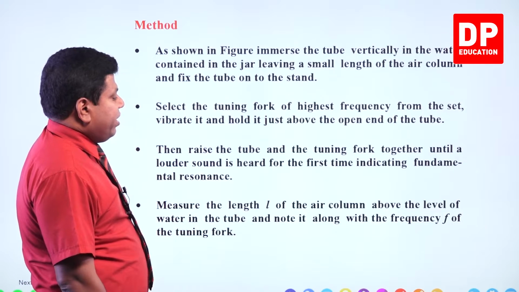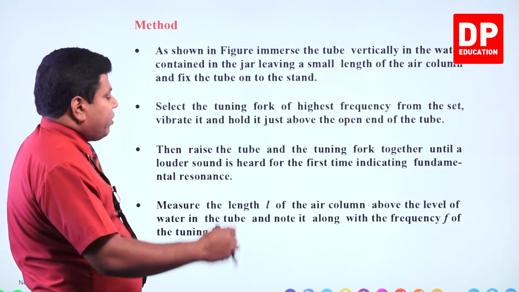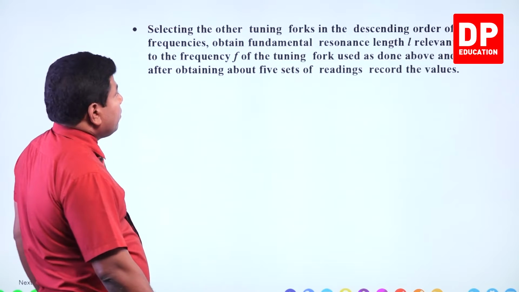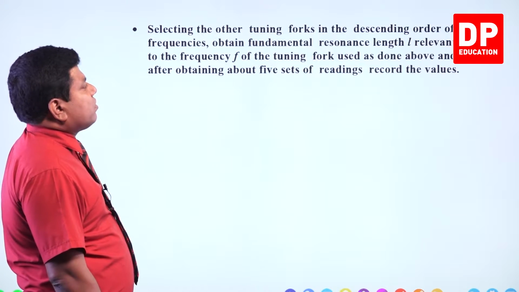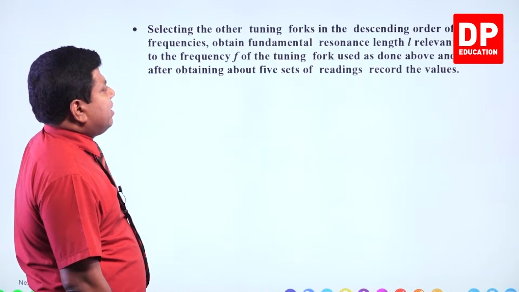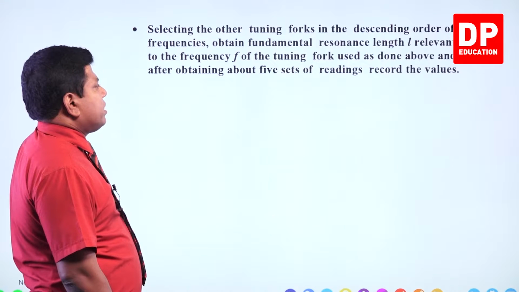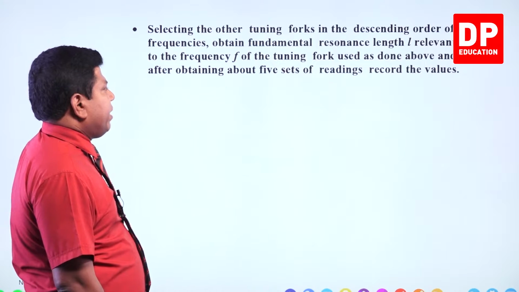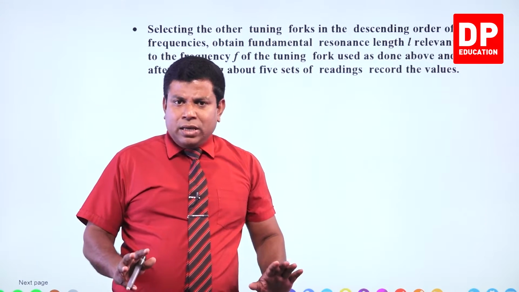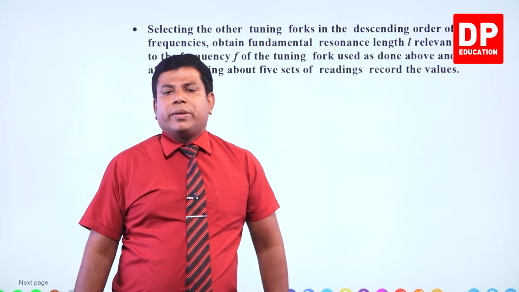Here we have multiple tuning forks. Measure the length L of the air column above the level of water in the tube and note it along with the frequency F of the tuning fork. Selecting the other tuning forks in the descending order of frequencies, obtain fundamental resonance length L relevant to the frequency F of the tuning fork used as done above, and after obtaining about 5 sets of readings, record the values. Right. So, it is quite simple, no complication. Let us see how we can do this experiment now.